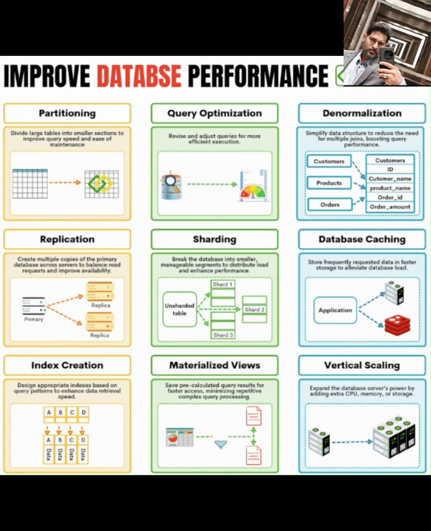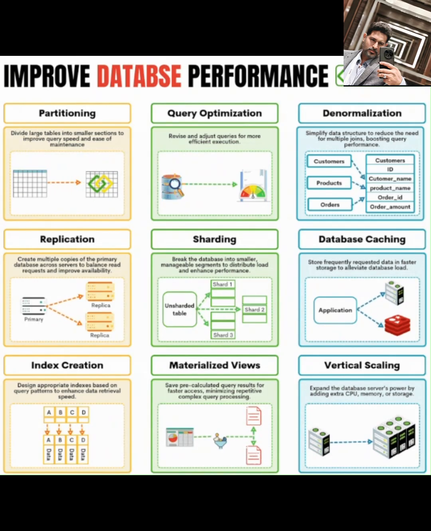Finally, let's discuss vertical scaling. This is like upgrading your existing library building to be bigger and better, adding more shelves, more librarians, and faster systems within the same location. In database terms, vertical scaling means expanding the capacity of your existing database server by adding more resources like CPU power, memory, RAM, or storage. This can improve performance, but it has limitations as you can only scale up to the maximum capacity of a single machine.